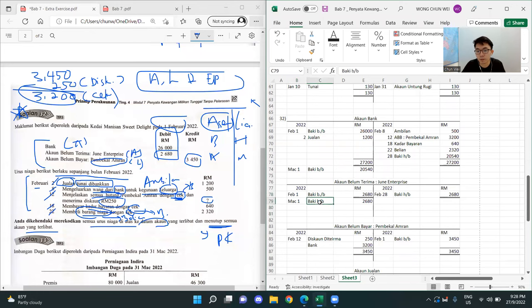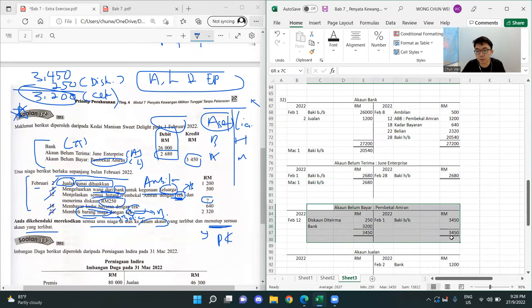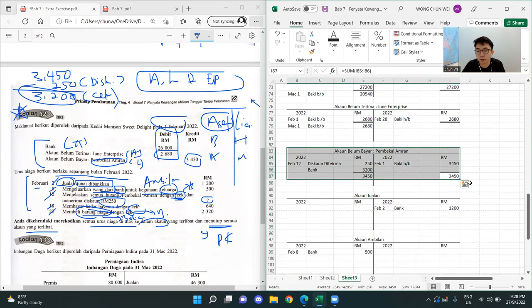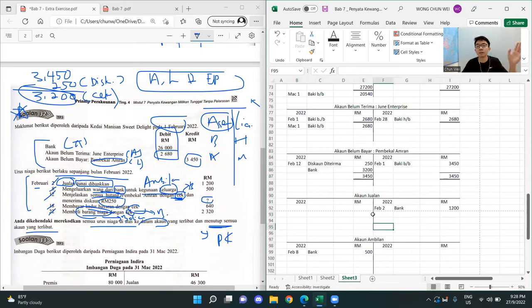Is it? So HBBB. Then this account belum bayar, tak perlu dah, because sudah tutup. Just now kita telah jelas ABB. So tak perlu. Then for account jualan, same thing. So account jualan is to account perdagangan. Then you put account perdagangan 1,200. So actually you can just tutup like this also can.